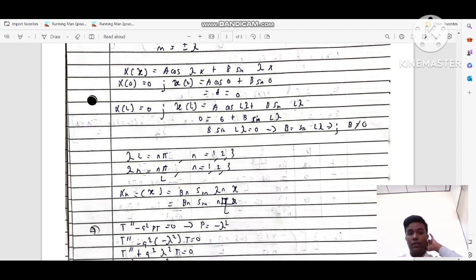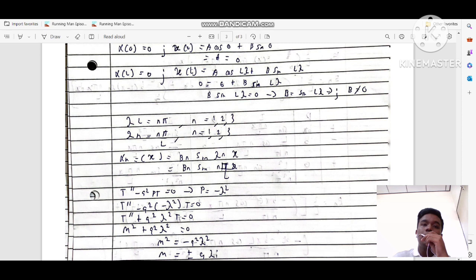Next, lambda L is equal to n pi. So lambda n is equal to n pi over L. So the next equation is X n of x equals b n sin lambda n x, and then we change lambda n into this expression. That's why we get this equation, which is b n sin n pi x over L. Okay, that's all from me.